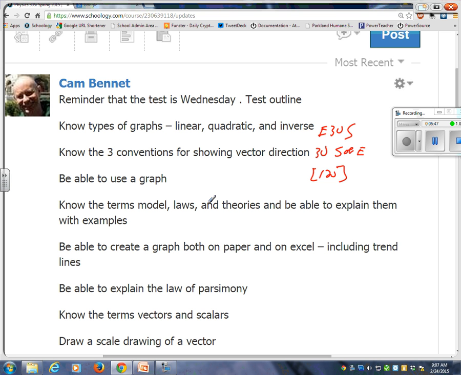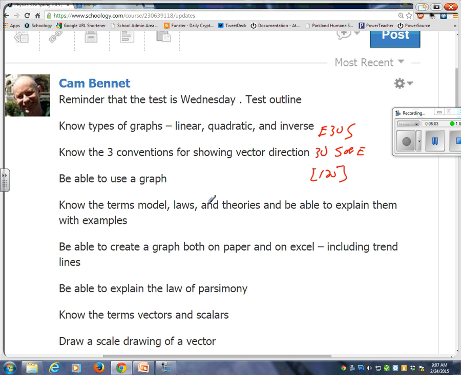30 degrees south of east. South of east.